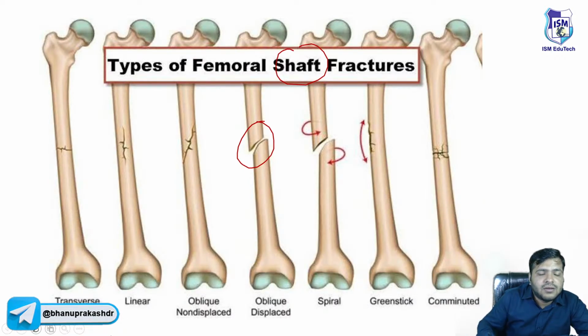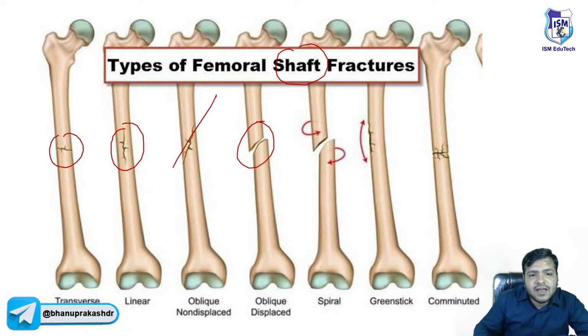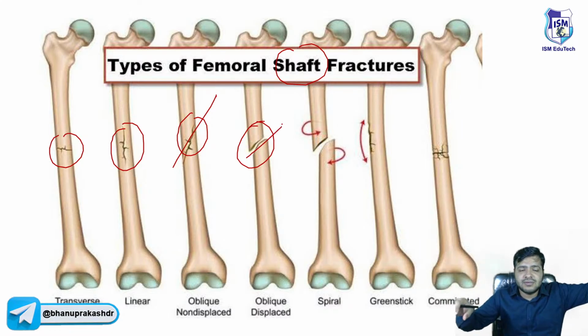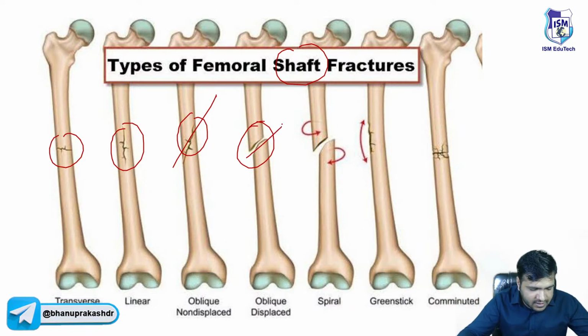You can see it over here, beta. We have this transverse fracture, linear fracture, oblique fracture. Look, it looks like an oblique cut. We have obliquely displaced: it is an oblique fracture and both these segments have displaced from each other. One is on the medial side and one has gone to the lateral side. Spiral fracture is here. Then we have the greenstick fracture, just on the lateral surface part.